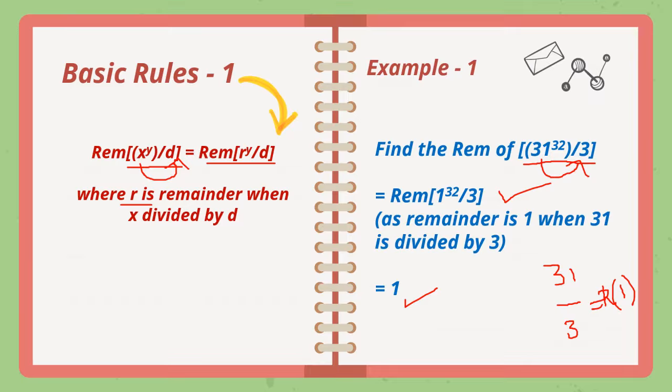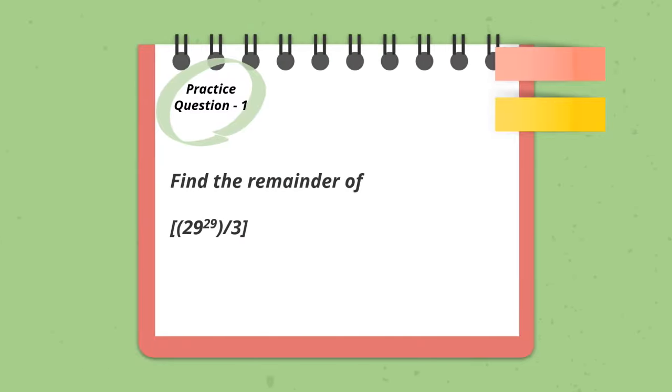The first practice question says, find the remainder when 29 to the power 29 is divided by 3. As per the concept, I have to divide 29 by 3, and whatever remainder I get is my r. 29 divided by 3, actually 27, so I will get 2. So my remainder becomes 2. So what am I supposed to do?